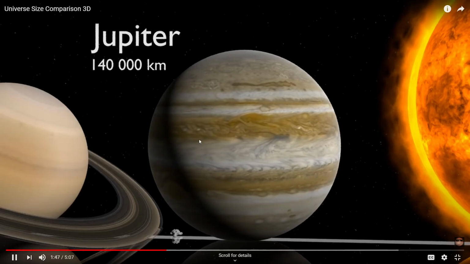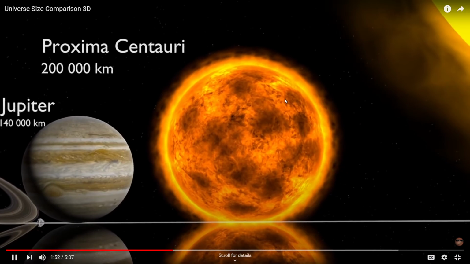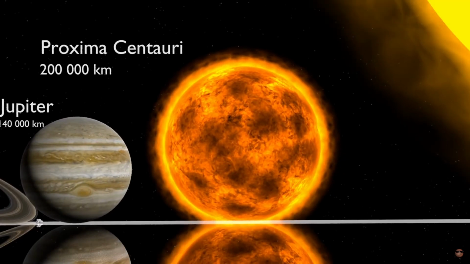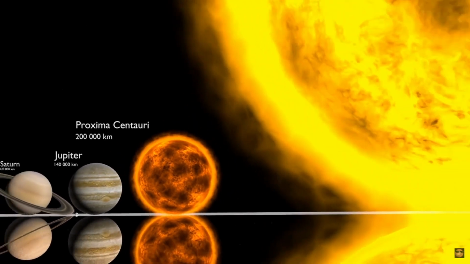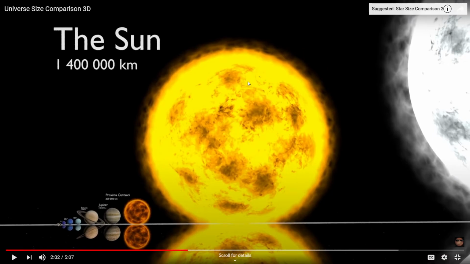Okay, this is Jupiter. And of course, this is not yet the sun. After this, you will see how big the sun is. Wow! This is the sun. You see, this is us, the Earth, and this is the sun. See how big they are.